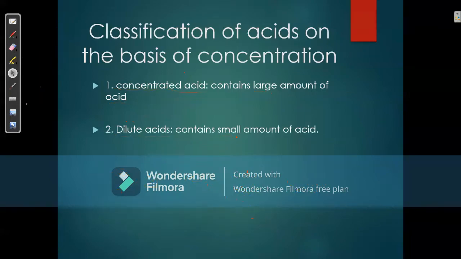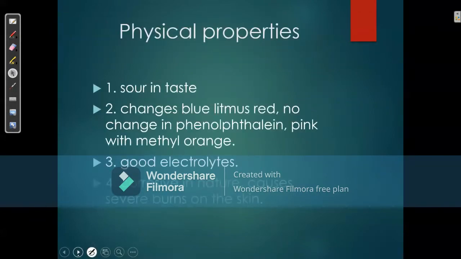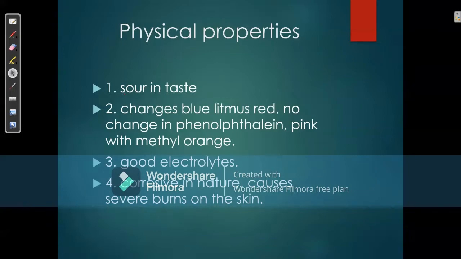Let us move further and discuss one more term, that is physical properties. In physical properties, when we discuss the nature, acids are sour in taste, as in citrus fruit and lactic acid found in curd. But we cannot compare each and every acid with the help of taste. So there is a substance we call an indicator, which we use to find out the nature of a substance.